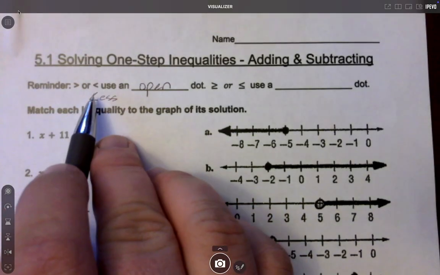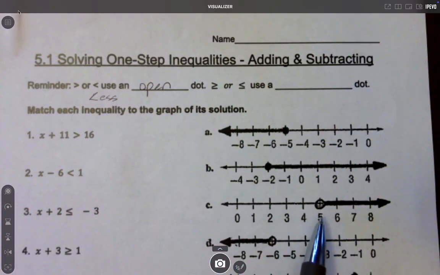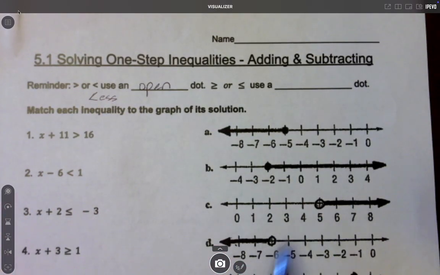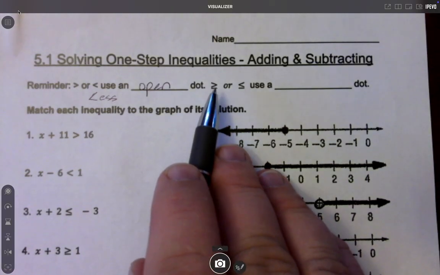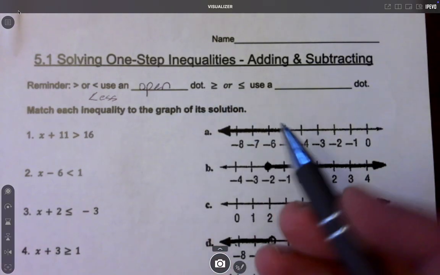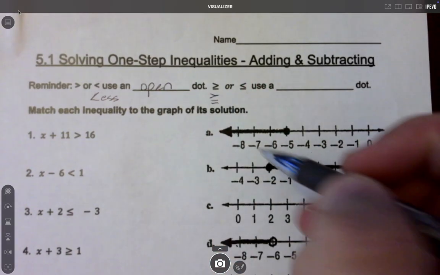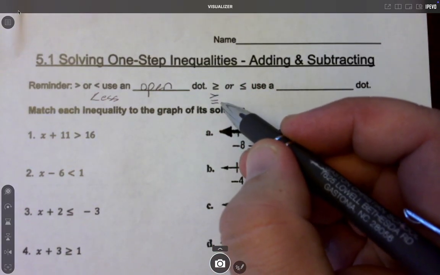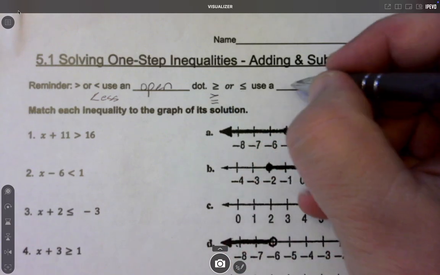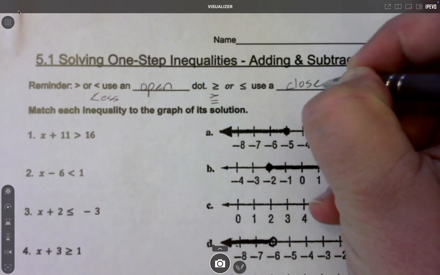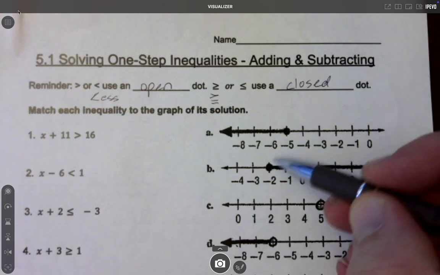If it's greater than or less than, you put an open dot like you see here and here. Those are open dots. If it's greater than or equal to, that's what the extra line means. They're basically combining the greater than and the equal sign into one thing. So greater than or equal to, or less than or equal to, use a closed dot. That's like the first two we see right here.